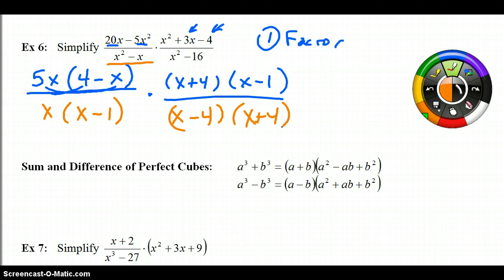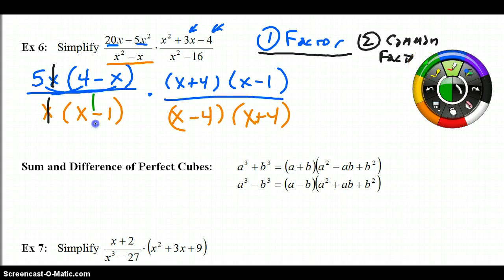So again, our steps are factor, and then anytime that we have a common factor, we can simplify because those are equal to 1. So x over x is 1. We can cancel that. x minus 1 over x minus 1 is the same factor.